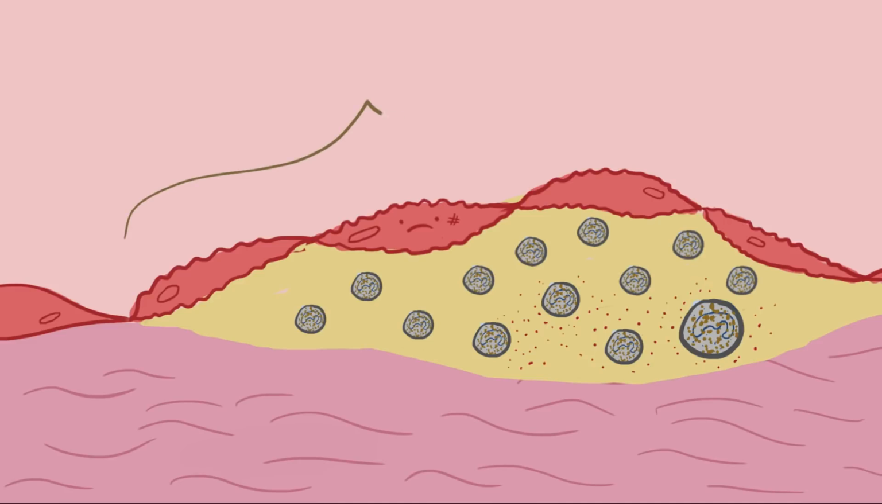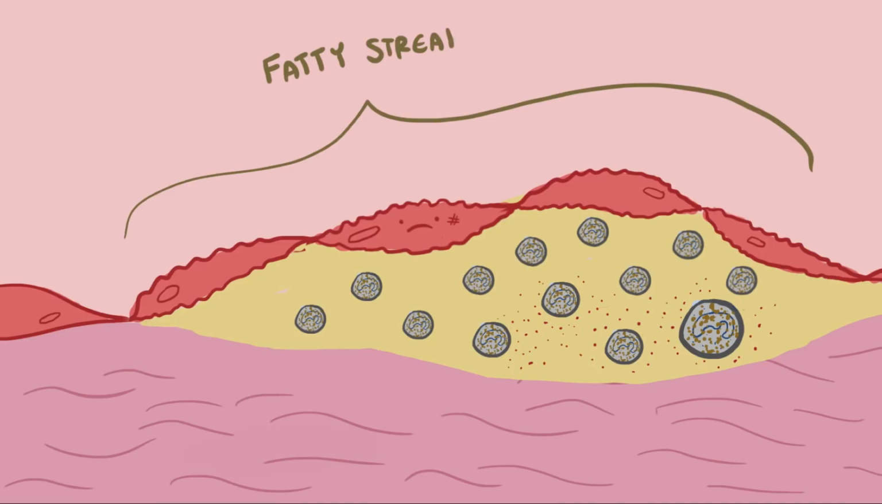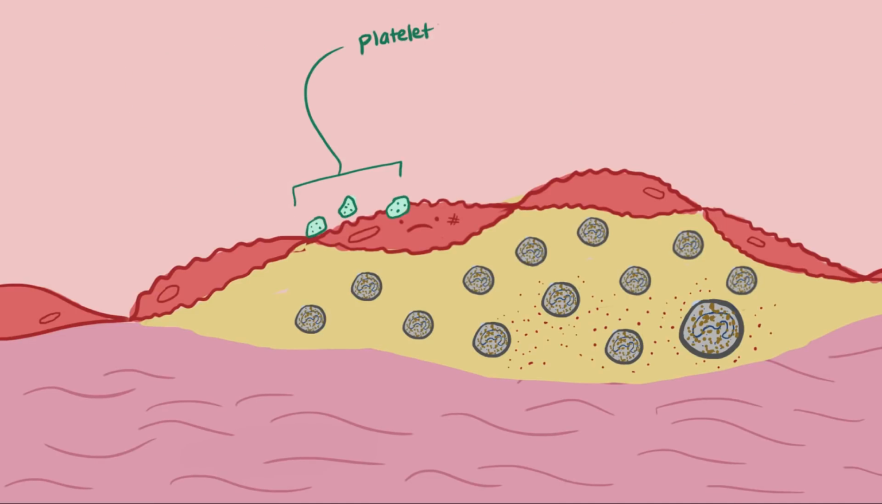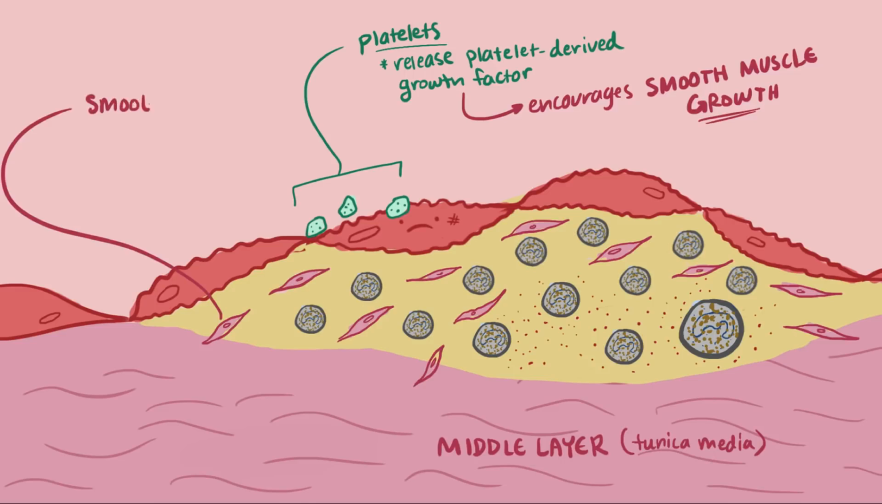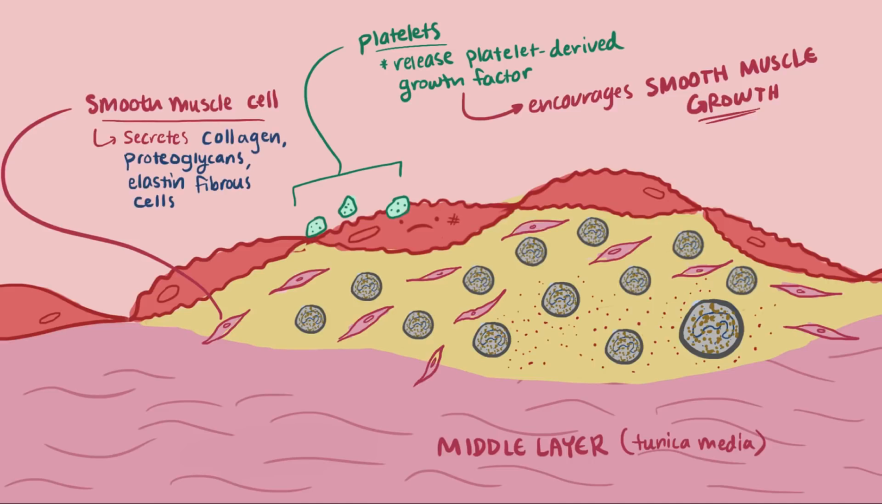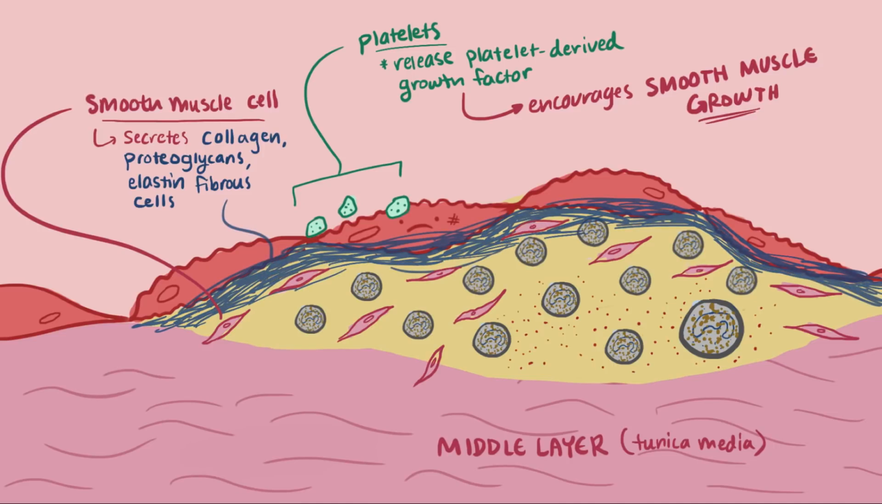As more and more of these foam cells build up, they form a lesion we call a fatty streak. Now, the fatty streak is thrombogenic, meaning that blood can clot on it. Platelets begin to gather at the damaged endothelium and release platelet-derived growth factor, which in turn encourages the growth of smooth muscle cells. Now, normally smooth muscle cells are supposed to stay within the middle layer of the blood vessel, the tunica media. The release of platelet-derived growth factor draws the media smooth muscle cells to the tunica intima, where they multiply. The growing smooth muscle secretes collagen, proteoglycans, and elastin fibrous cells that help form a wall around the fatty streak, preventing blood clotting.